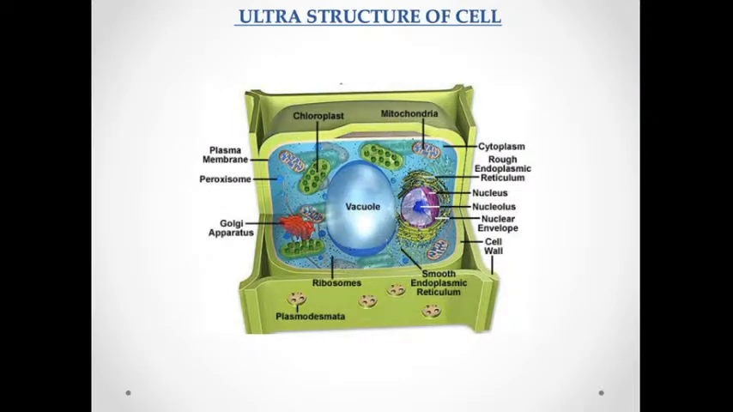So this is a plant cell. You can see the vacuole. Let's start from the chloroplast. We have mitochondria, cytoplasm, rough endoplasmic reticulum, nucleus, nucleolus, nuclear envelope, cell wall, smooth endoplasmic reticulum, ribosomes, plasmodesmata, Golgi apparatus, peroxisomes, plasma membrane. All these parts belong to the ultrastructure of your cell.